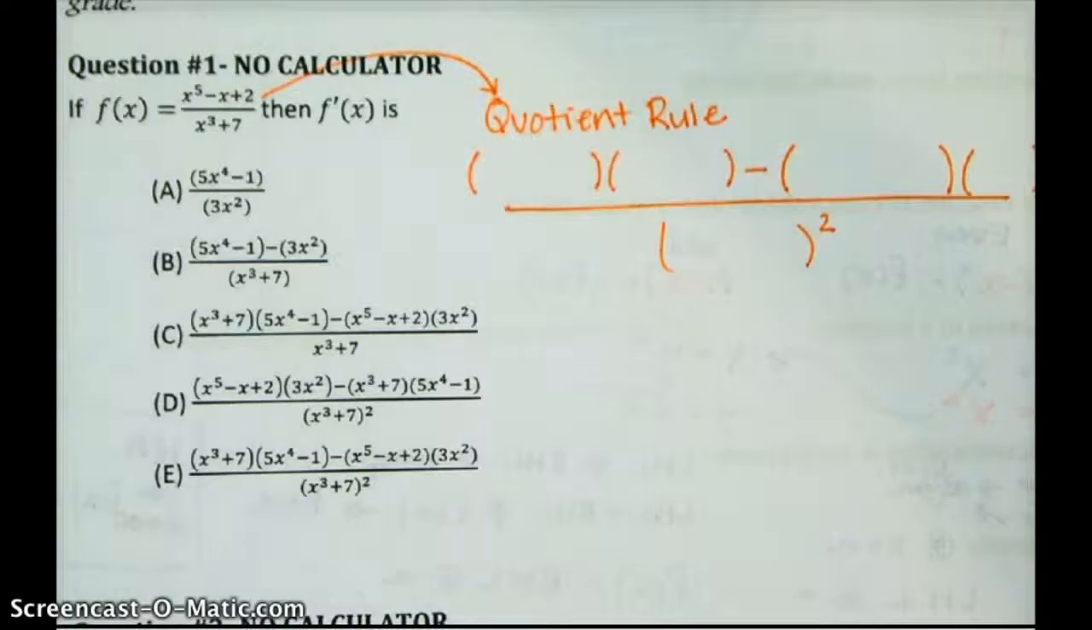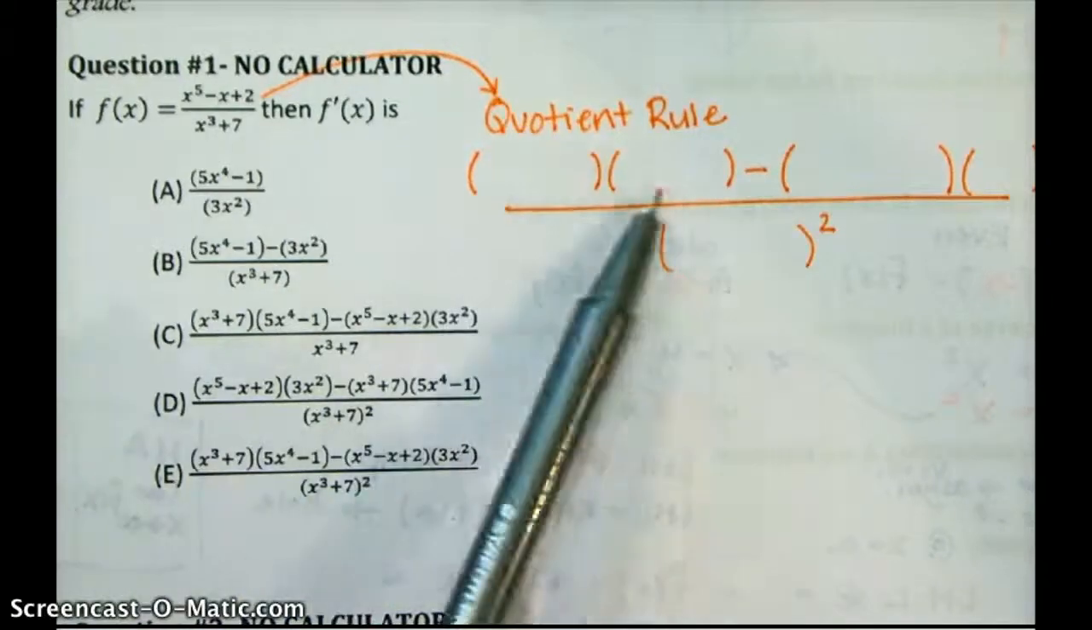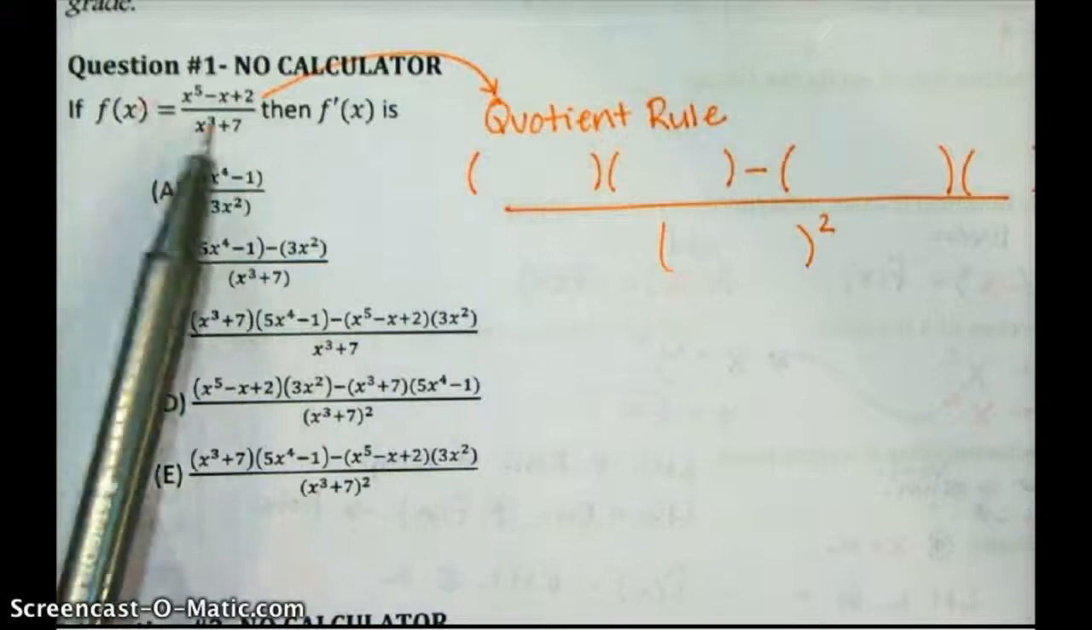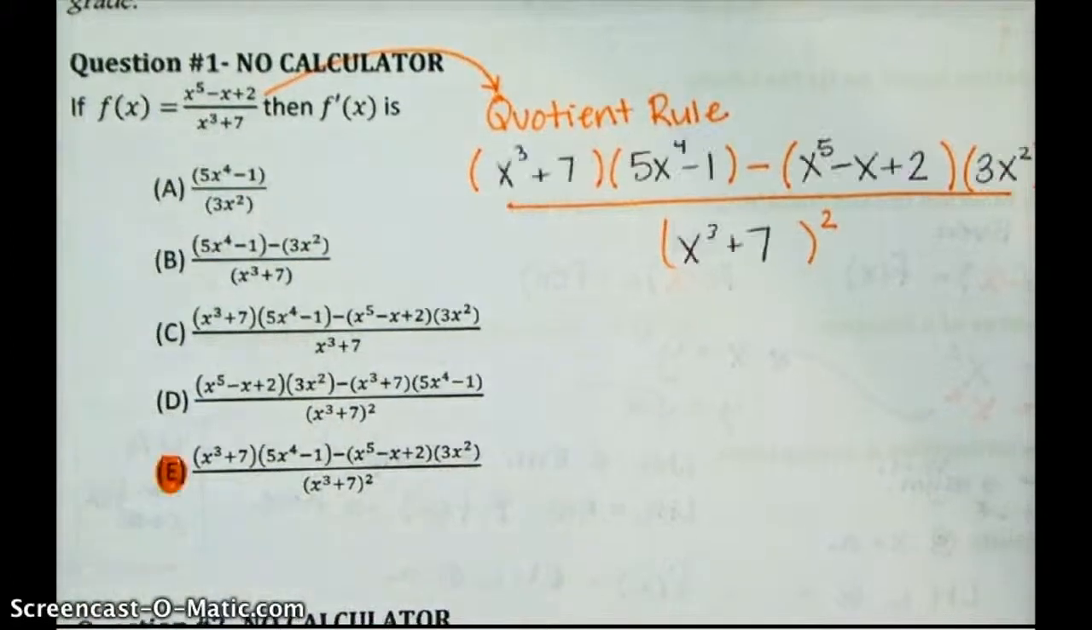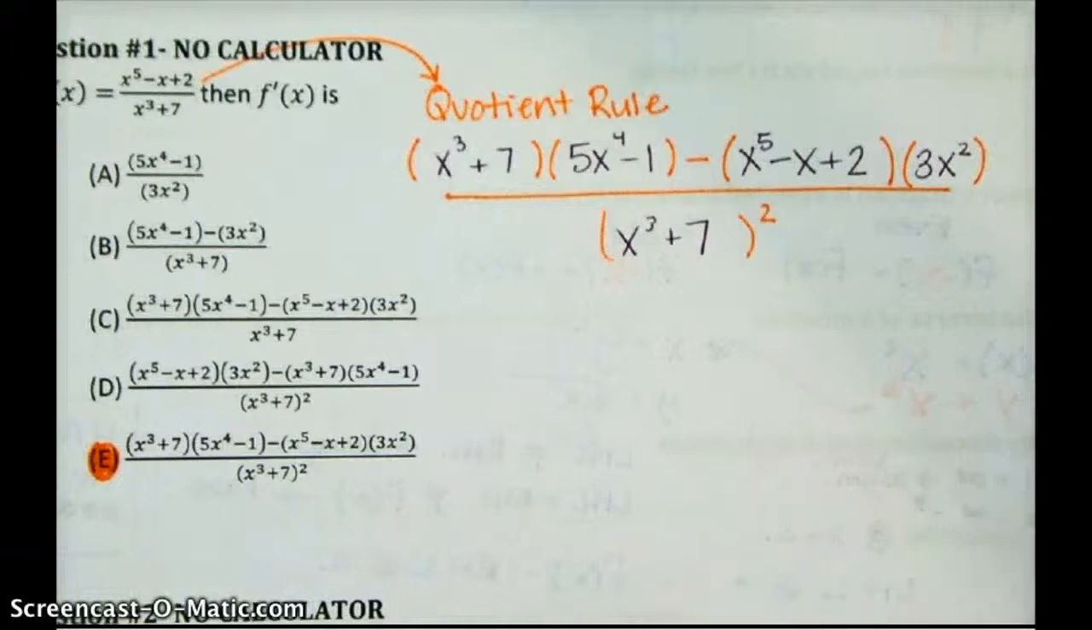Okay, so question 1 was just a straightforward quotient rule, and I am going to just remember that it's low d high minus high d low. There's my low function, there's my high function. And in fact, when you plug in the quotient rule, you can just see the answer right there.